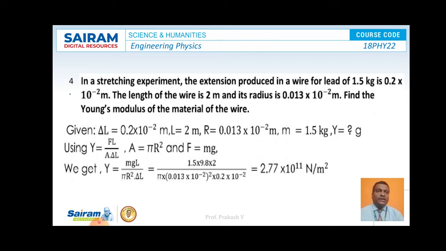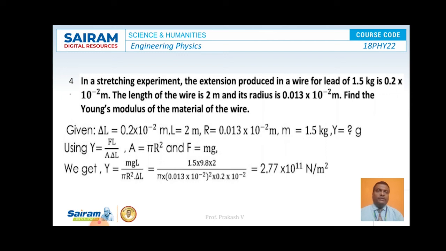So here the value of delta L is given. It is 0.2 into 10 to the power of minus 2 meter, and total length of the wire is 2 meter and its radius is 0.013 into 10 to the power of minus 2 meter, and the mass applied is 1.5 kg. So here we have to calculate what is Young's modulus of the material. So we know that Young's modulus Y is equal to FL by A delta L. So here the value of A is equal to pi r square and F is equal to mass into acceleration due to gravity. So by substituting all these values, we can get the formula for Young's modulus as mgL by pi r square delta L.